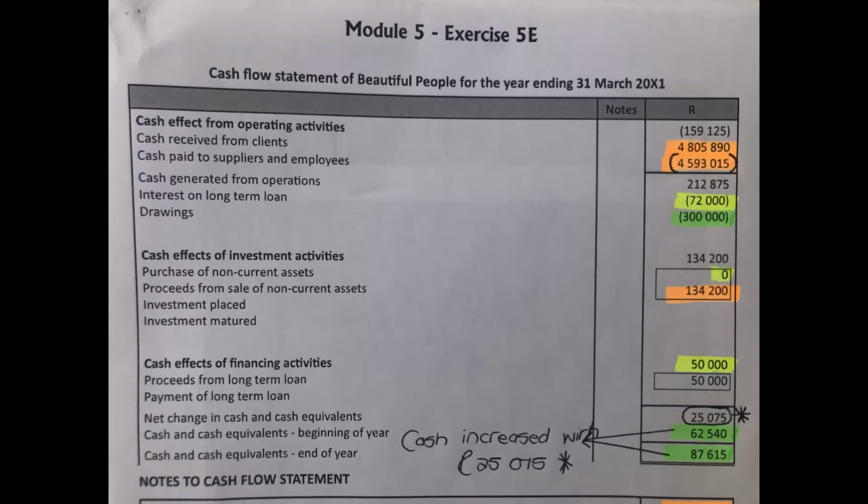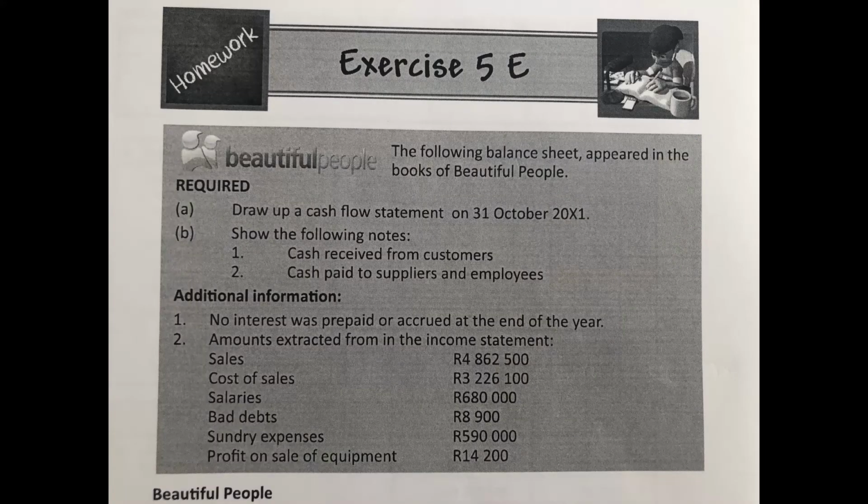So we have cash received from clients, 4,805,890. If we deduct the cash paid to suppliers, which was 4,593,015, we get an amount of 212,875, which is the cash generated from operations. But then we need to add and deduct other amounts, like the first one that we're going to deduct, because it's an outflow of cash, which was the interest on borrowed money. In this case, it was interest on our long-term loan, which was 72,000.